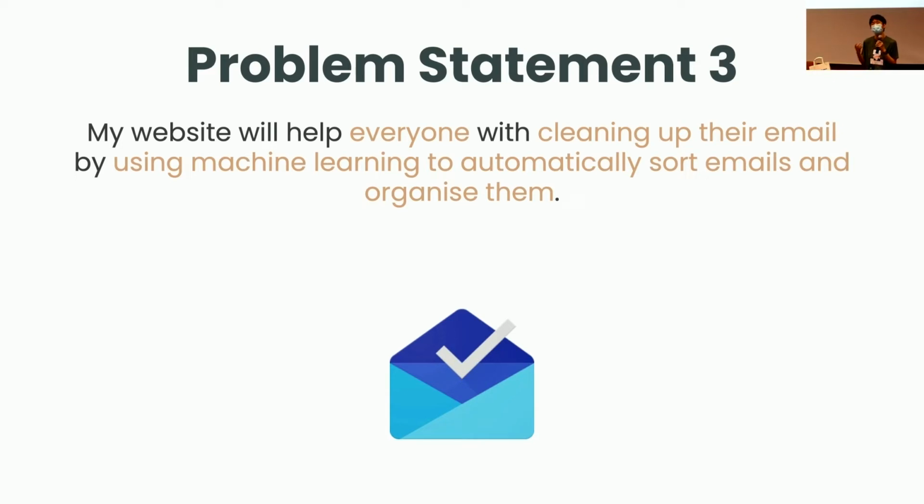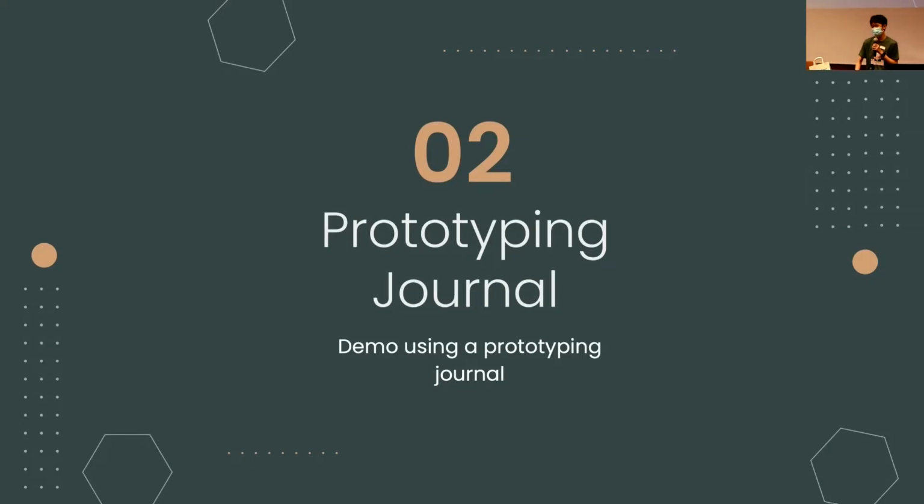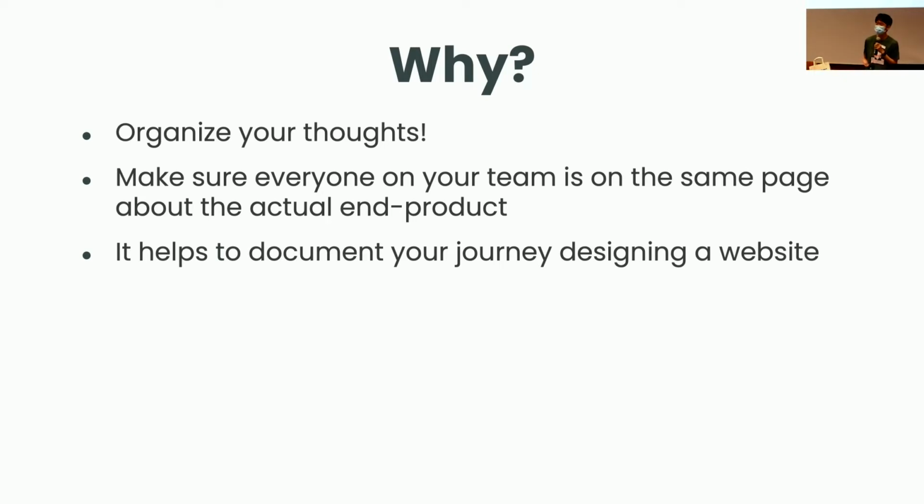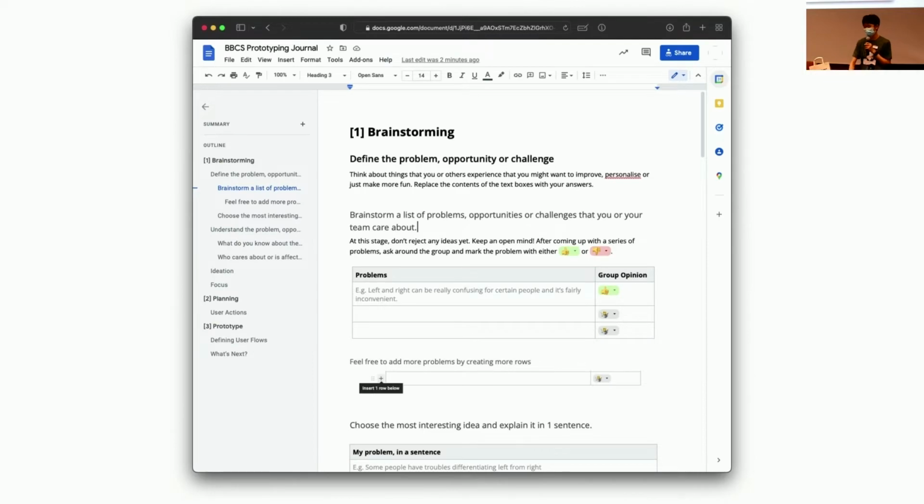But the easiest way to show all of these is actually just by doing it. So I'll give a quick demo on using a prototyping journal. Why you would want to use one is it helps to organize your thoughts. Listing and mentioning all of these in a document also allows everyone in your team to be on the same page about the status of the product. It also helps document the journey while designing the website. So this is the prototyping journal.